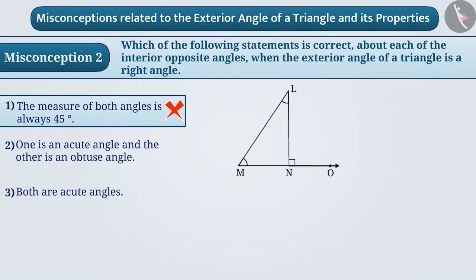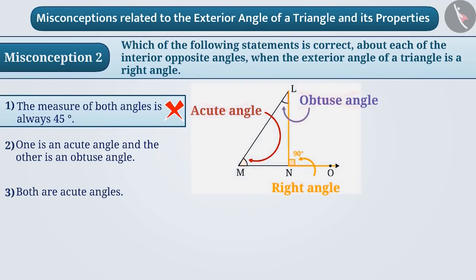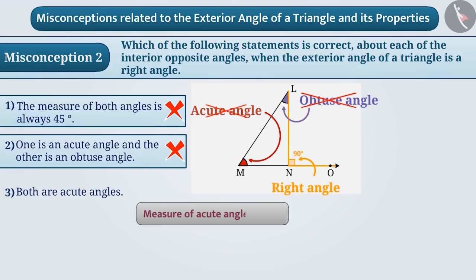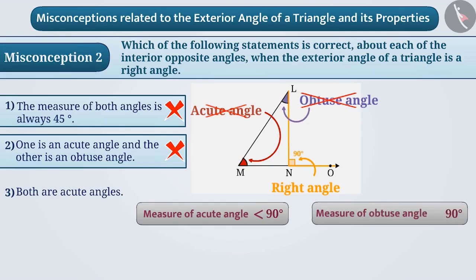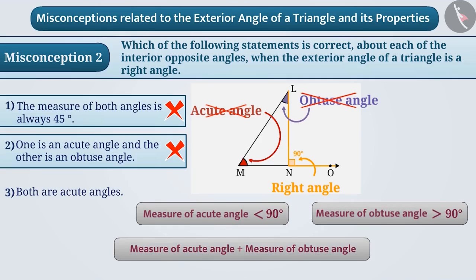Some students also believe that when the exterior angle of a triangle is a right angle, then one of the interior opposite angles is an acute angle and the other an obtuse angle. But this is not possible. Therefore, option 2 is also an incorrect answer. An acute angle measures less than 90 degree and an obtuse angle measures greater than 90 degree. If we add them, then the total measure will be more than 90 degree. Which means, when the exterior angle of a triangle is a right angle, then the interior opposite angles cannot have one acute and one obtuse angle.